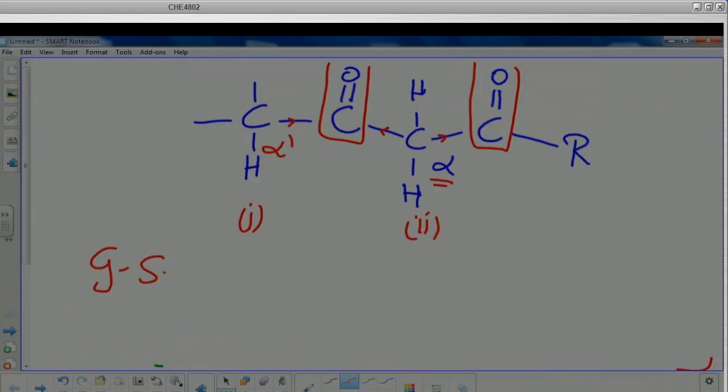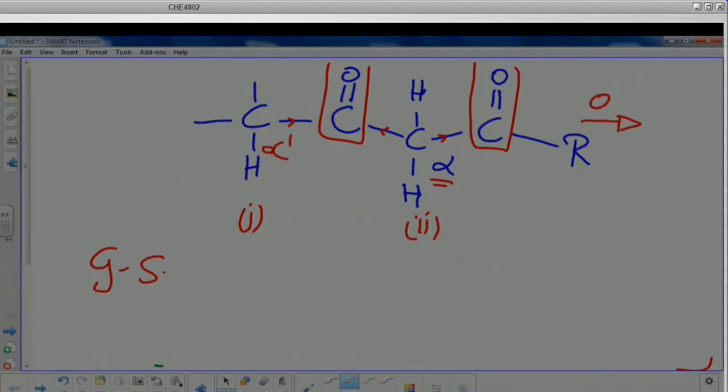How many withdrawing groups are on alpha prime? One. Alpha prime is this. It's one. And alpha is this, sorry. Alpha is there. And how many withdrawing groups are around alpha? Two. So what you need to know, you are unable to say the alpha hydrogen is surrounded by, or is in between, or is flanked by. That's English. It's surrounded by two electron withdrawing carbonyl groups.